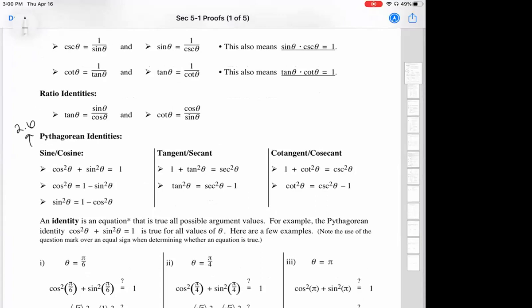Now, how do you derive these? How do these happen? Well, recall that sine is y over r, cosine is x over r, and tangent is y over x. So take your Pythagorean identity.